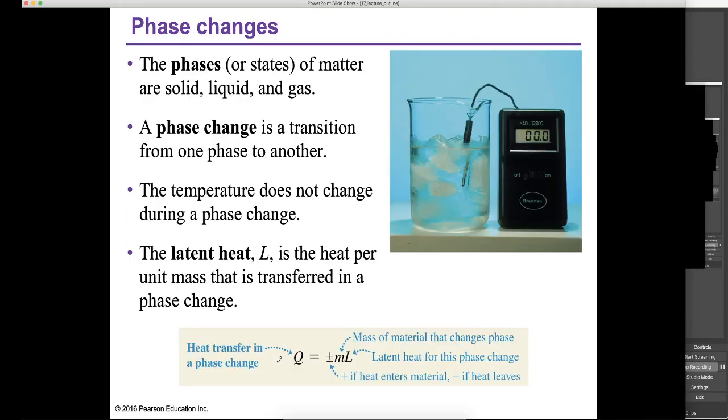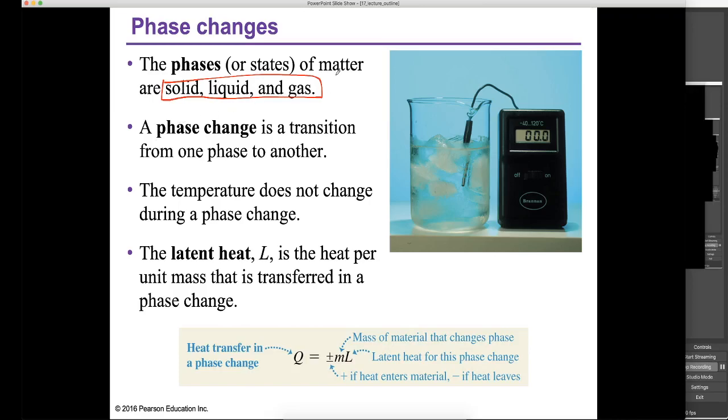Okay, next, phase change. For the same object or same matter, it might be in different phases. For example, the most common phases are solid, liquid, and gas. We all know water has 3 phases. Solid means ice, liquid means liquid water, and gas, and we commonly see those 3 types of phases for water in daily life.